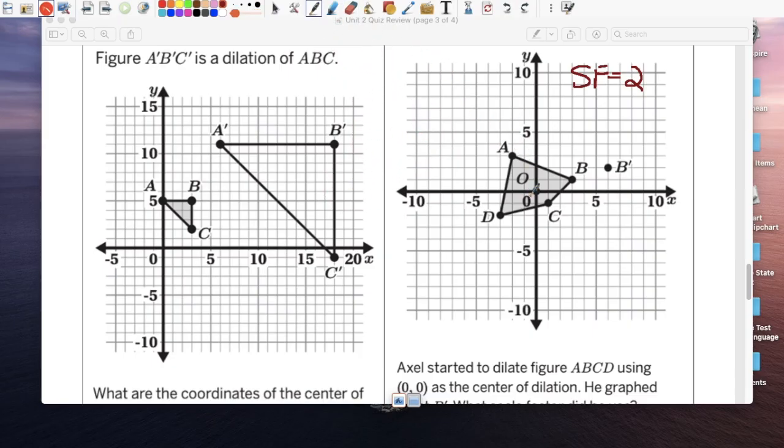Well, A. To go to A is 2 left and 3 up, so it's going to be 4 left, 1, 2, 3, 4, and 6 up, 1, 2, 3, 4, 5, 6. There's A prime. C, from the center, which is the origin, it's 1 right and 1 down, or 2 right and 2 down. There's C prime, just doubling everything. To go to D is 3 left and 2 down, or 6 left and 4 down. And D prime.